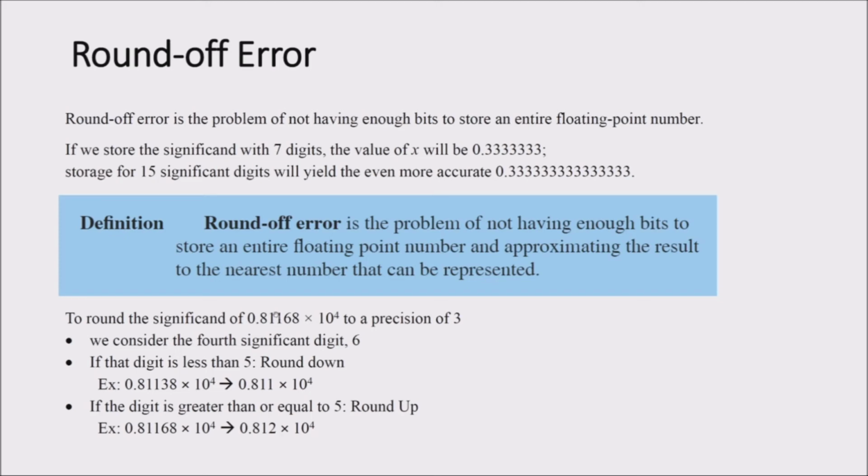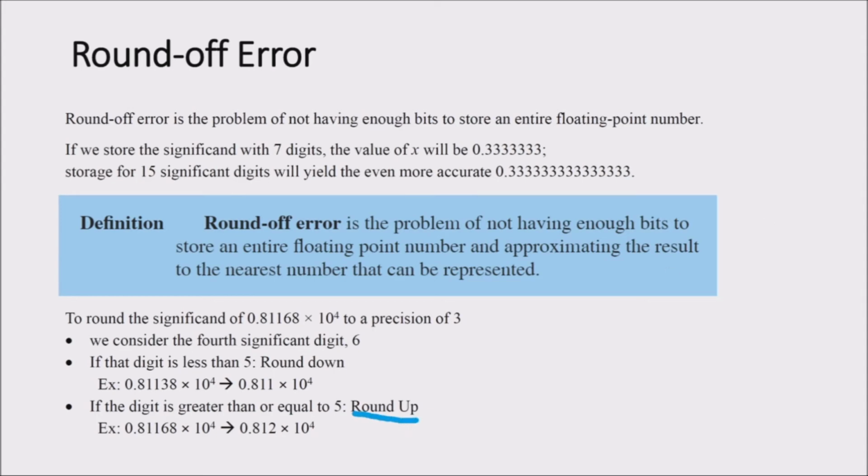Round up means usually that if this value right here, right now I have 68, is greater than 50, or this number is greater than 5, then if you do the round up, what you do is add 1 to this guy. So you end up with 0.812. That is rounding up.